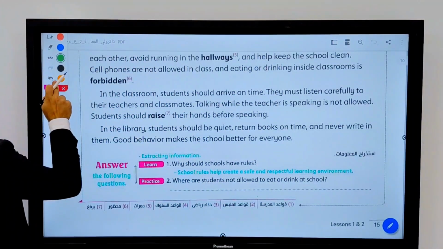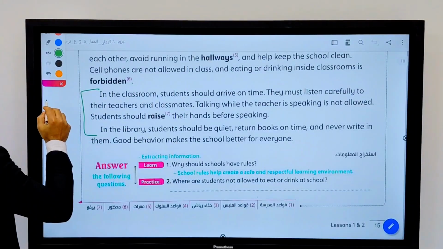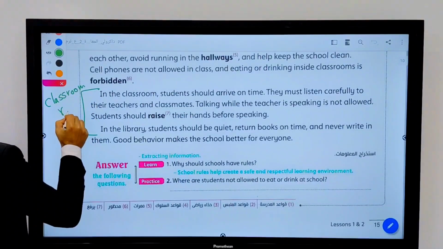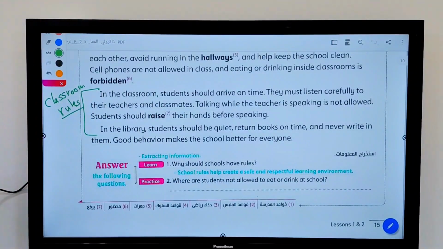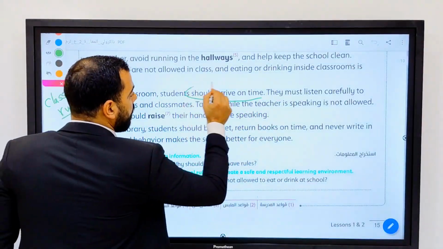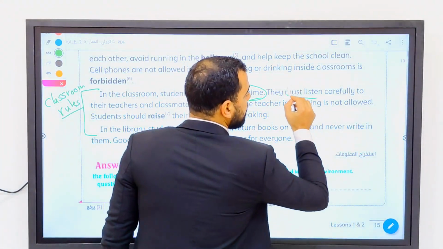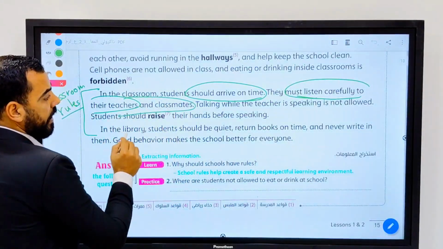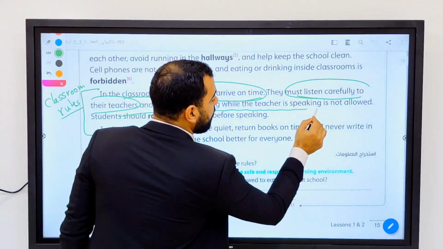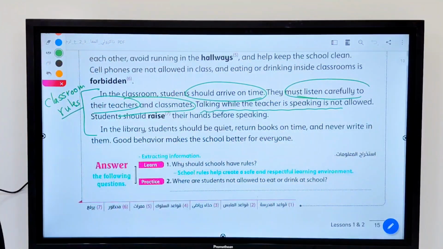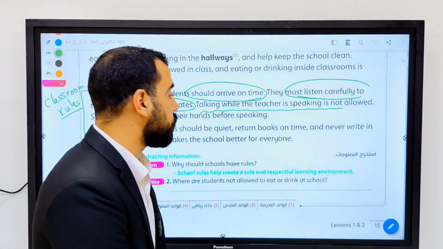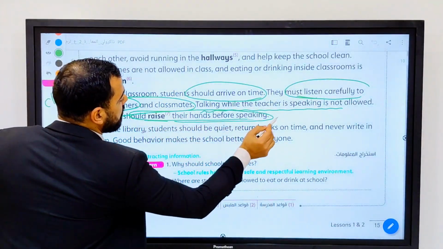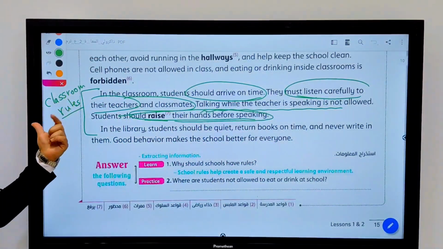So this part is called classroom rules. Okay, so what are the classroom rules? Students should arrive on time. They must listen carefully to their teacher and the classmates. Talking while the teacher is speaking is not allowed. So you can't talk at the same time as your teacher. Students should raise their hands before speaking. So these are the classroom rules.